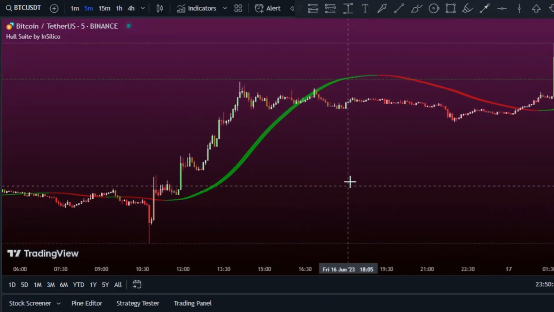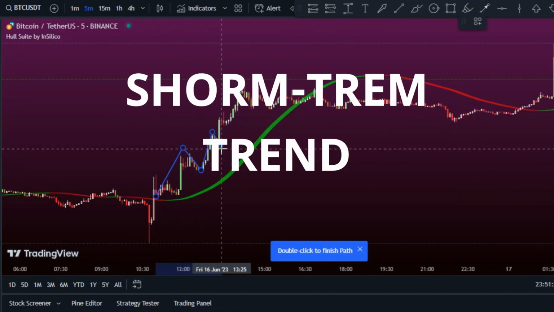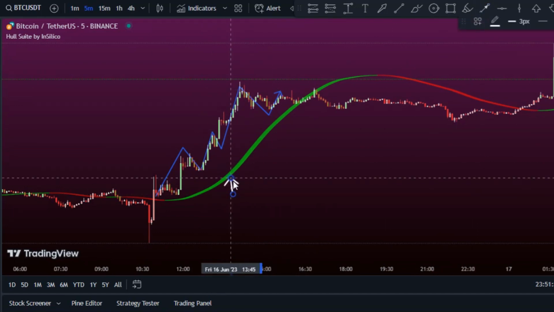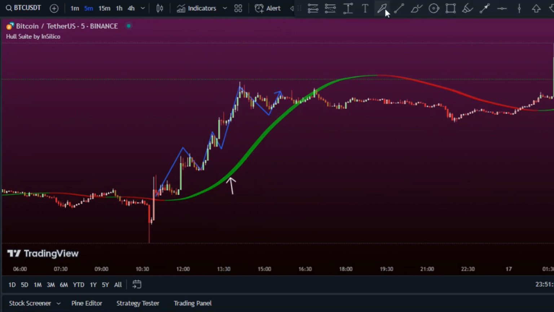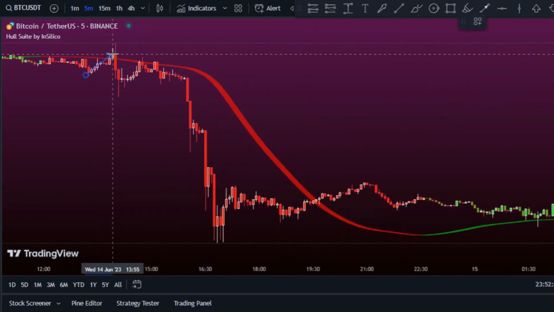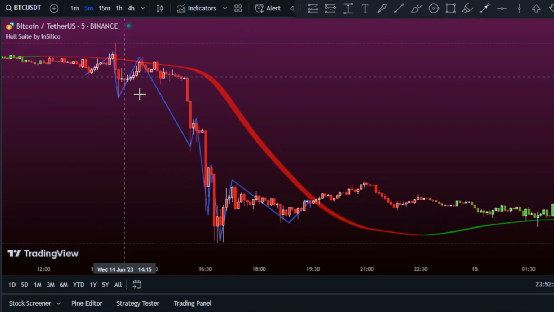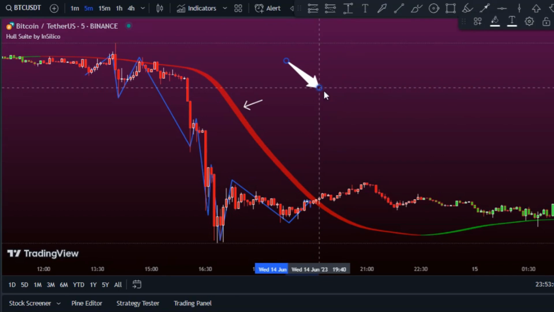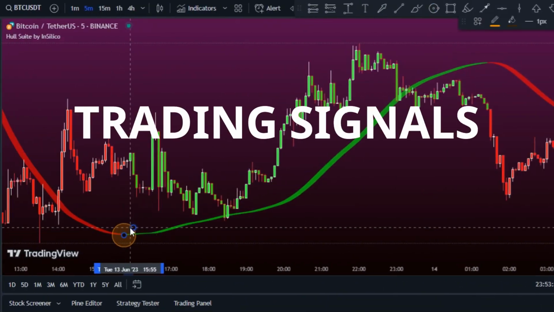In essence, the Halt Speed indicator not only generates trading signals, but also shows the short-term trend of the market. When candlesticks form above the indicator band and the band turns green, the short-term trend is upward. Conversely, when candlesticks form below the indicator band and the band turns red, the short-term trend is downward. The indicator also generates trading signals in this way.